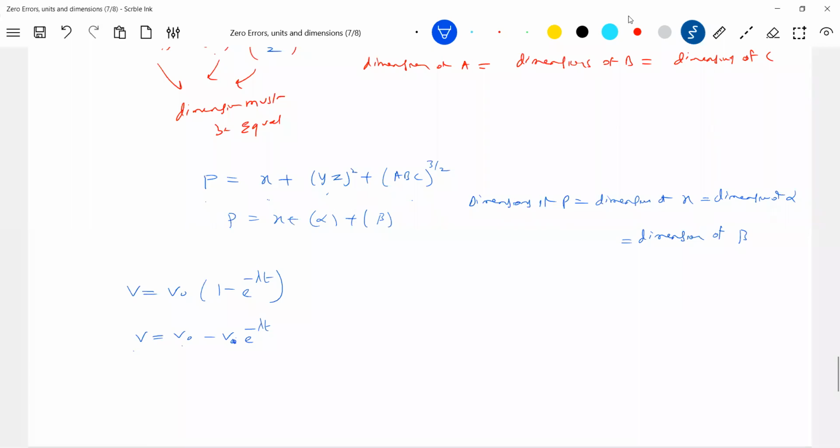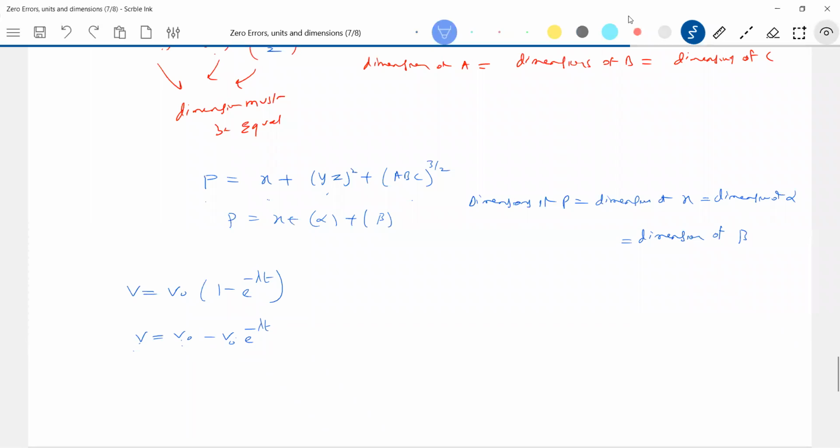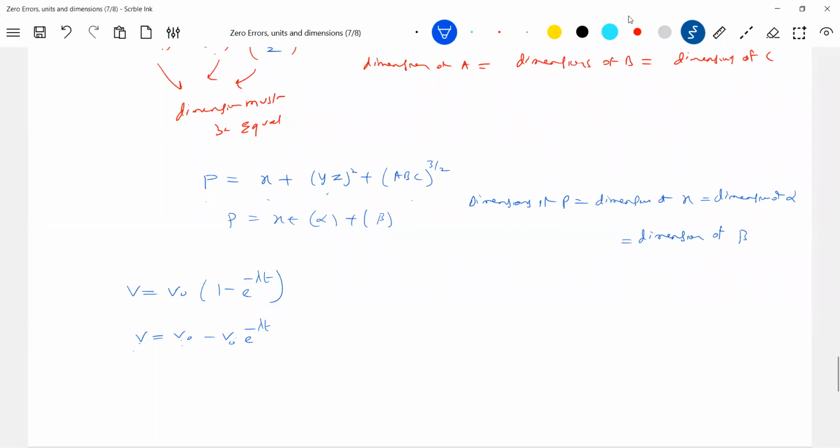What should be the dimensions of e to the power of minus lambda t? It should not have any dimensions because V naught is velocity, no? So the dimensions of this total should be equal to this. So what should be the dimensions of lambda? The dimensions of lambda should be 1 by t, so that this will become just a constant. So e to the power of minus lambda t should not have any dimensions. And what should be the dimensions of lambda? That should be the reciprocal of time. I'll stress things like this.